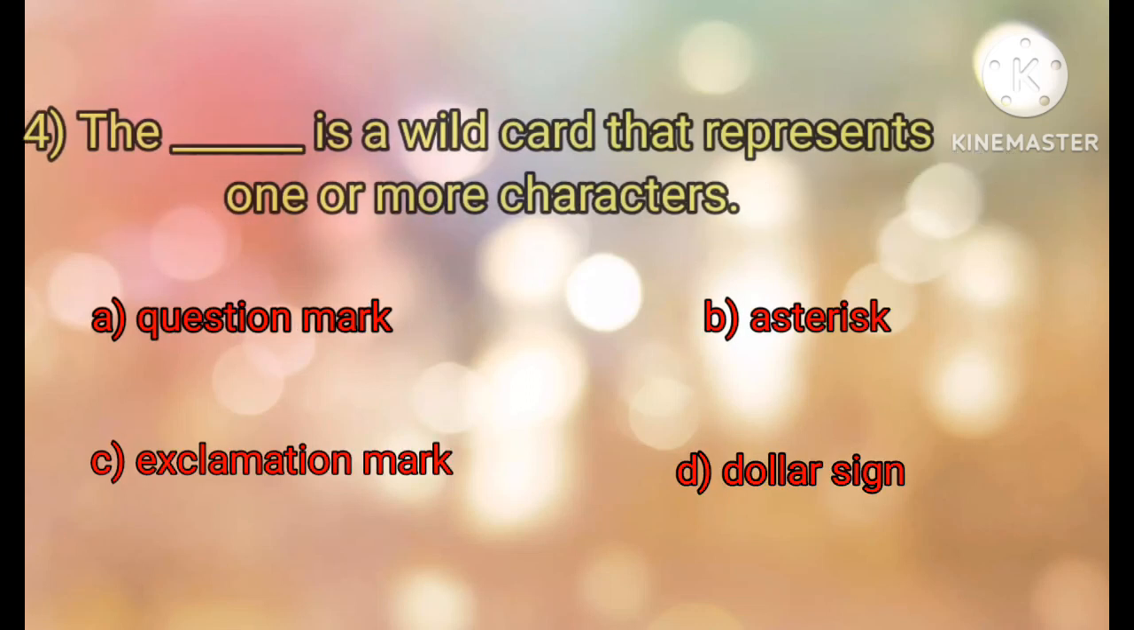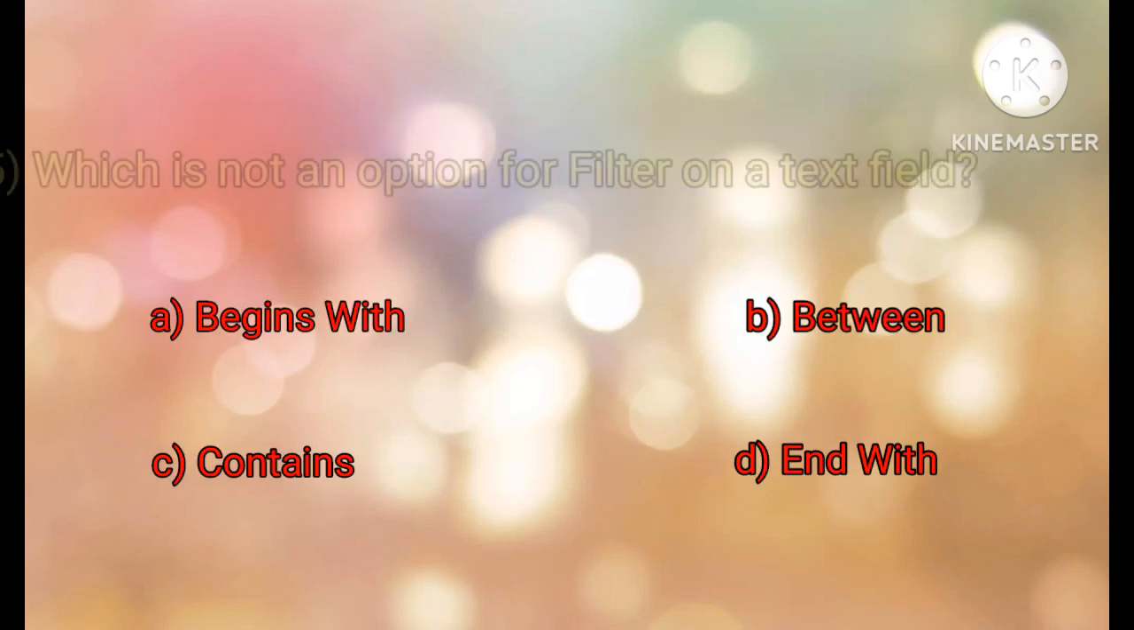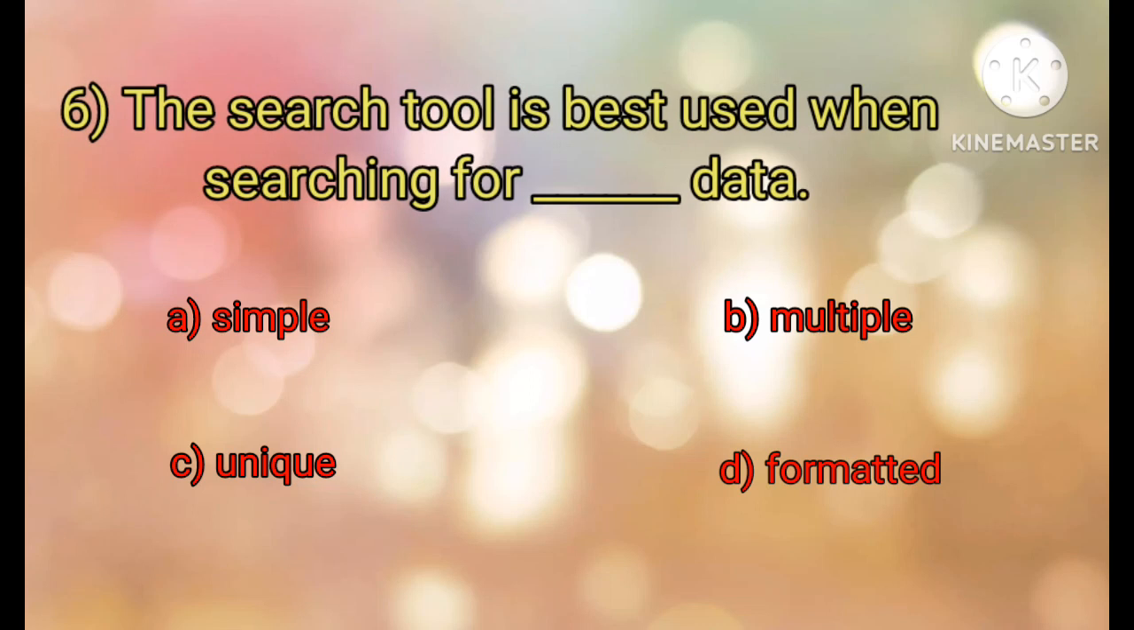Record. The space is a wildcard that represents one or more characters. Asterisk, which is not an option for filter on a text field. Between. The search tool is best used when searching for space data.